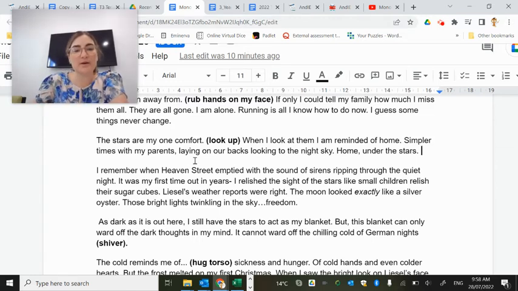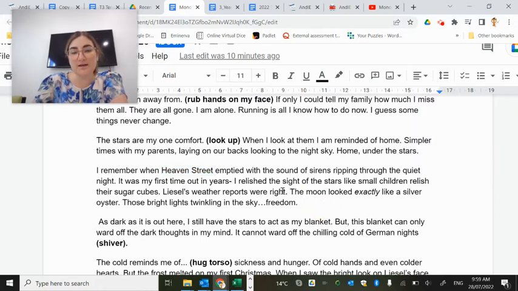So he says, "I remember when Heaven Street emptied with the sound of sirens ripping through the quiet night. It was my first time out in years. I relished the sight of the stars like small children relish their sugar cubes." So he's referencing sugar cubes, which is what Liesl had in the film. Heaven Street, obviously the name of the street that they live on.